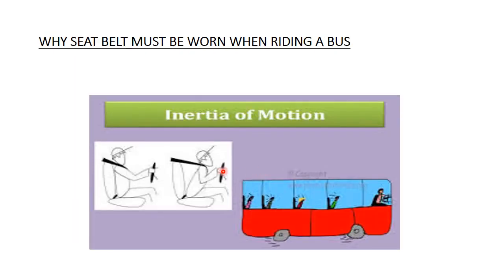And finally, why must a seat belt be worn when riding in a vehicle? Because it allows the person in the vehicle to remain at the velocity of the vehicle, even when the brakes are applied. So a seat belt is necessary; it must be worn when riding in a vehicle. That helps prevent falling down.